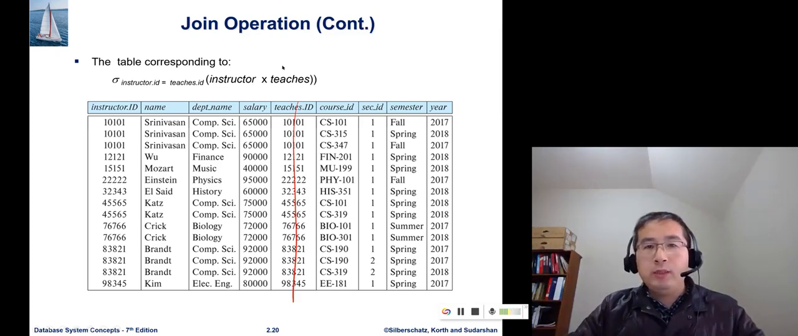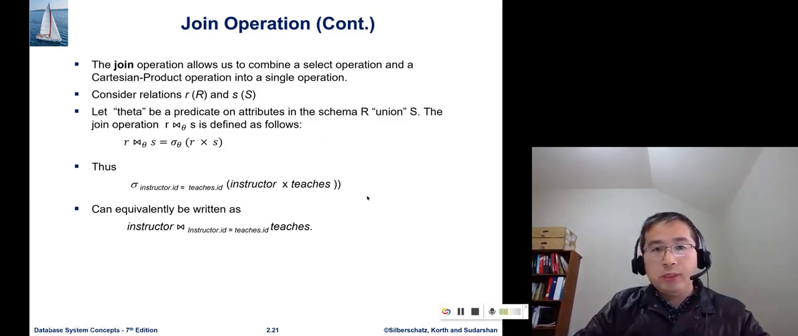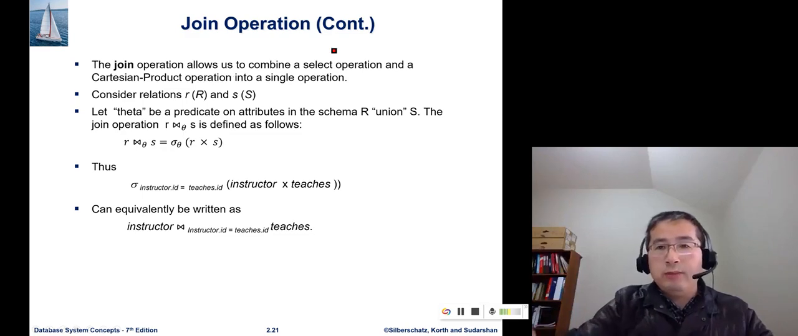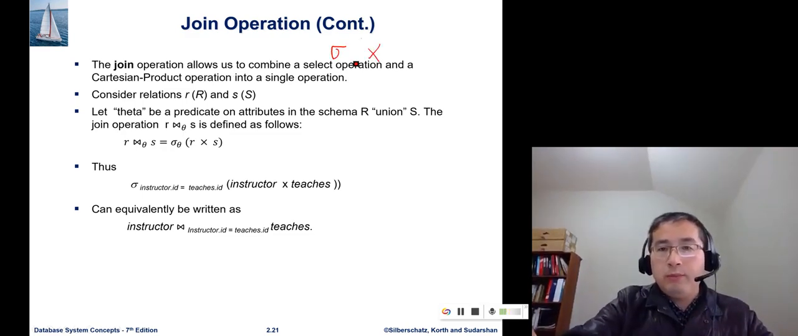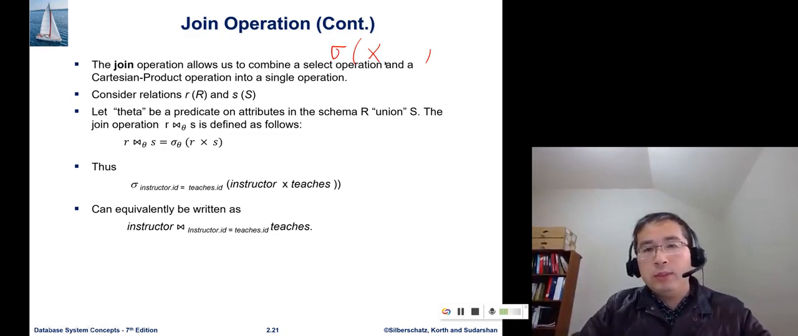We mentioned the six operations explained here. Okay, this is the join. Let's continue. The join operation allows us to combine a select and a Cartesian product. So we know we have select and projection, and the Cartesian product. Okay, so this is the join.